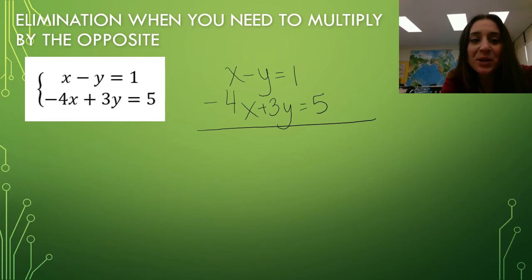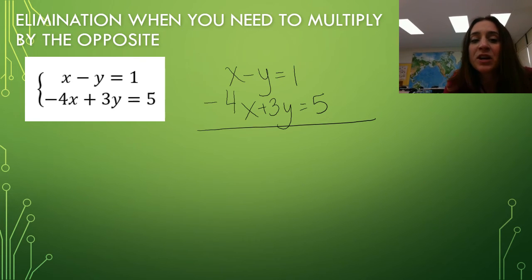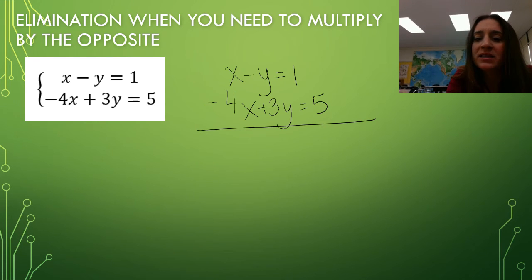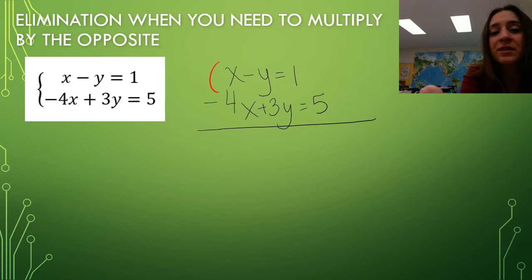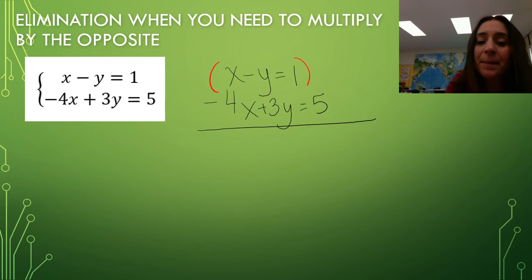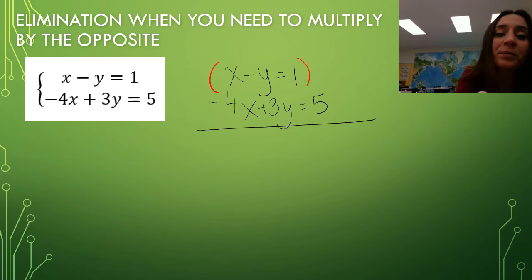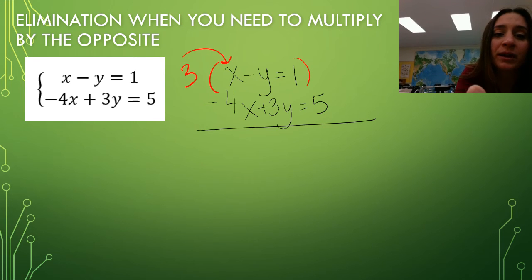All right, so now we're doing elimination when you need to multiply by the opposite. So as you can see here, I can either get rid of my x's or I can get rid of my y's. It doesn't matter. For this example, I'm going to choose just to get rid of my y's. So I have a 3y here, so the opposite of 3y would be negative 3y. So to get this top one to be the opposite, I have to multiply everything by 3.